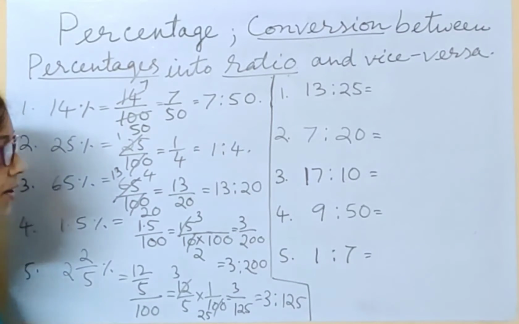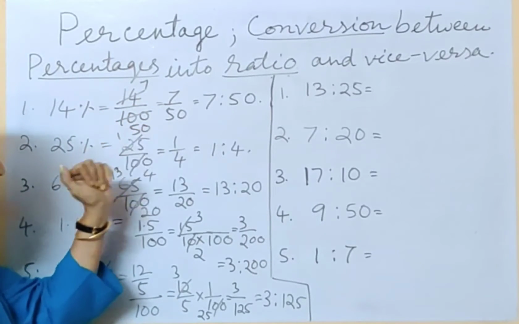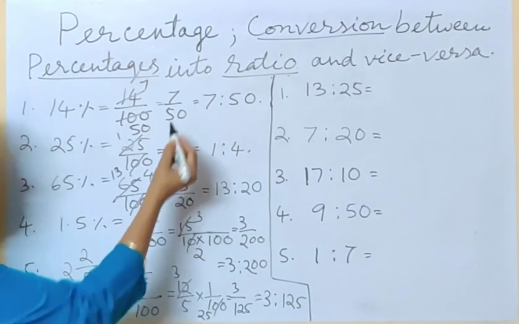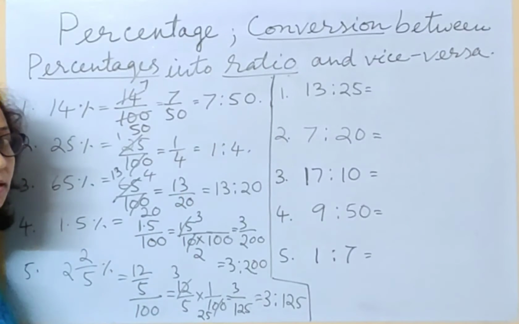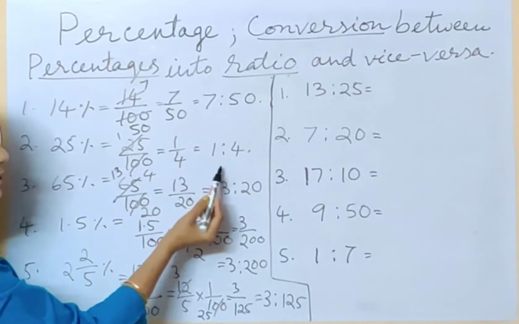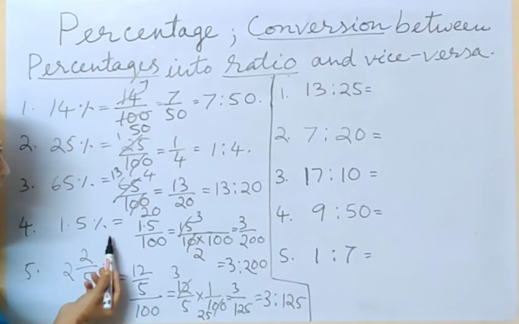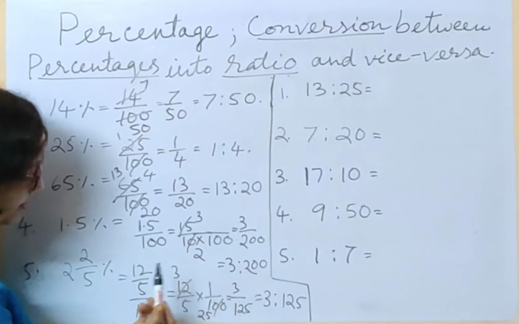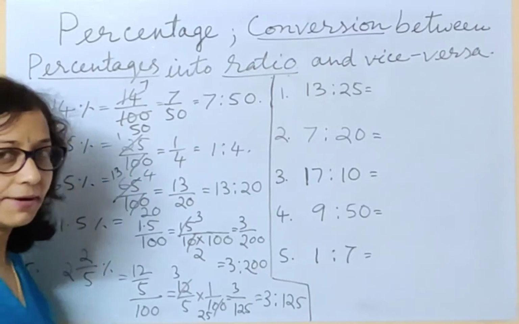Right. So I hope you are clear with these steps how to convert percentages into ratio. So percentages we write divide by 100 and then we convert it. We have reduced them into the lowest terms and then we have written as a ratio. So 14% is 7 is to 50. 25% 1 is to 4. 65% 13 is to 20. 1.5% 3 is to 200. And 2 by 5% it is 3 is to 125.